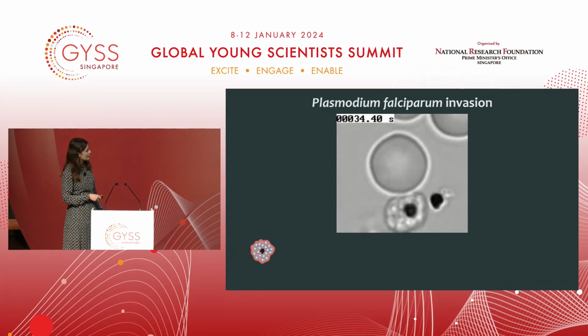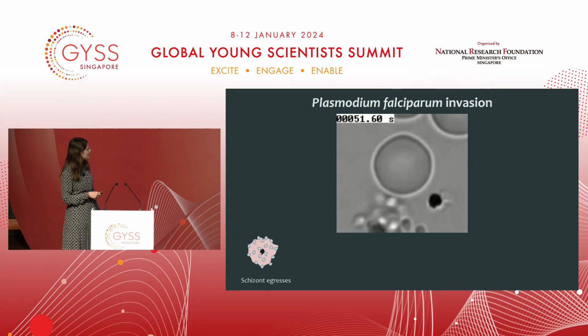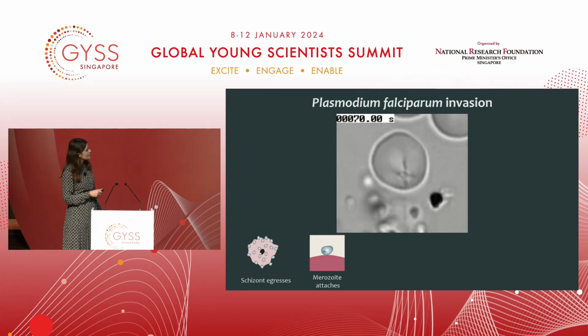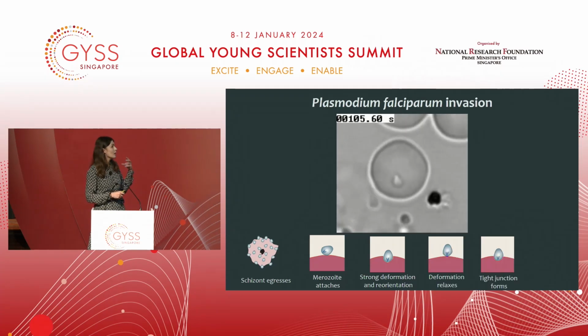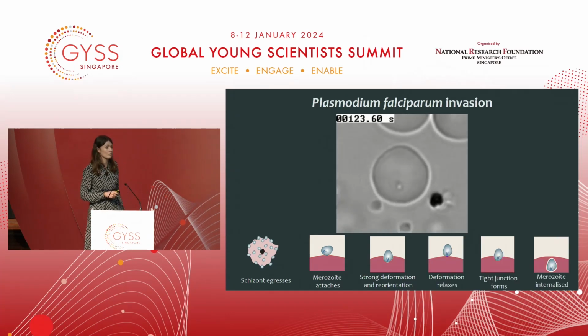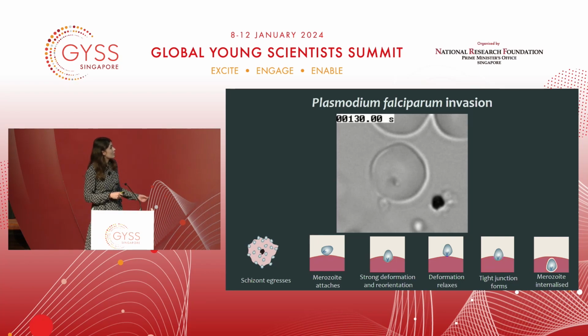You can see the infected schizont here is about to egress. It releases the new merozoites, and they go on to attach to the red blood cell, deform it, reorientate, and then they push into the red blood cell. And this process is incredibly rapid. This video here is shown in real time, and the invasion process takes less than 10 seconds.